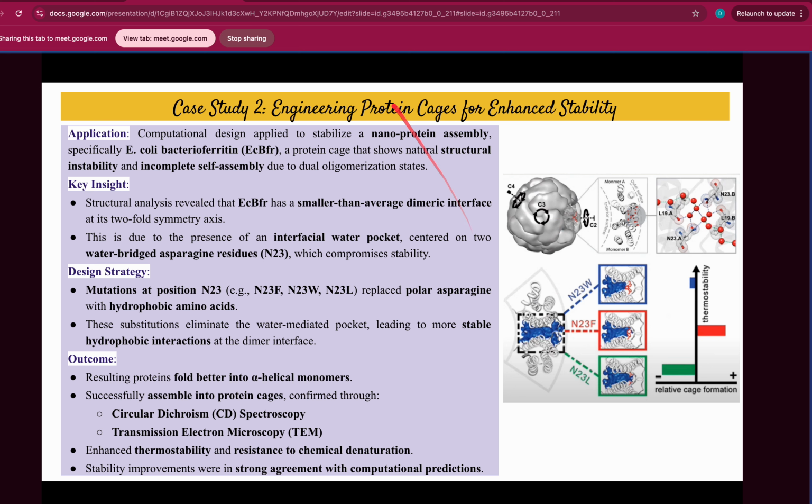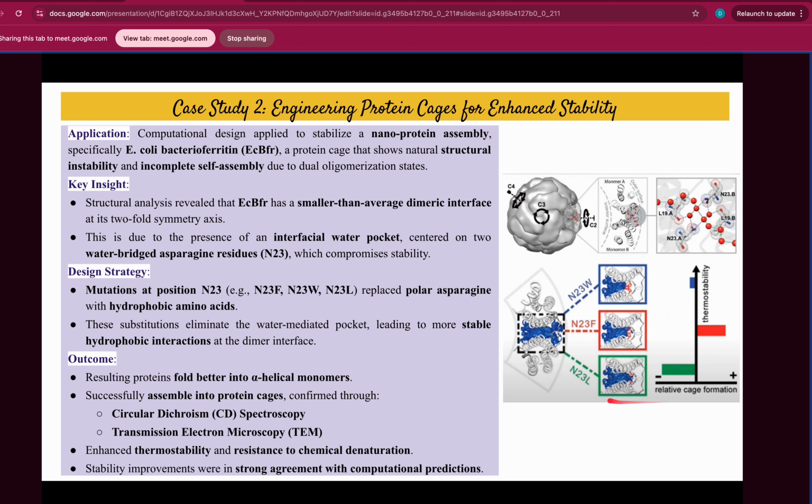The second case study is of engineered protein cages for enhanced stability. In this protein, previously there were water molecules present between these arginines, that is R. Now these Rs were replaced with tryptophan, phenylalanine and lysine. With this, the relative cage formation and the thermostability values also changed. These red ones mean that when arginine was replaced with phenylalanine at 23rd position, this increased the relative cage formation, and this also leads to thermal stability. Although if you change it with tryptophan, then thermal stability increases, but the cage formation decreases.